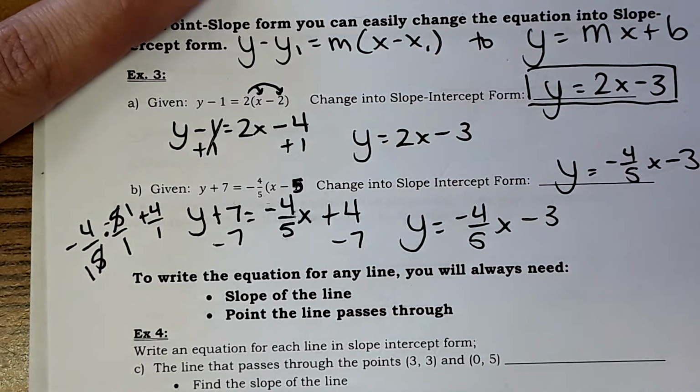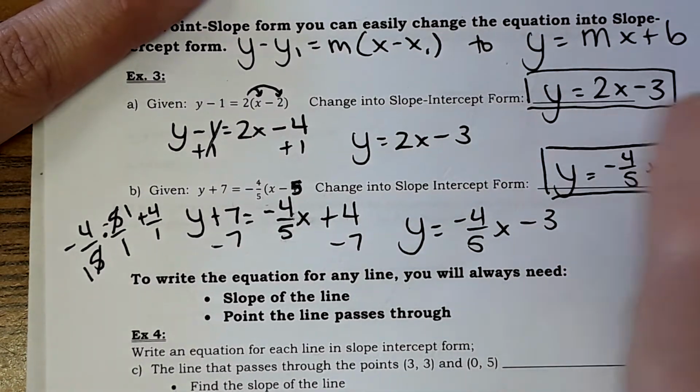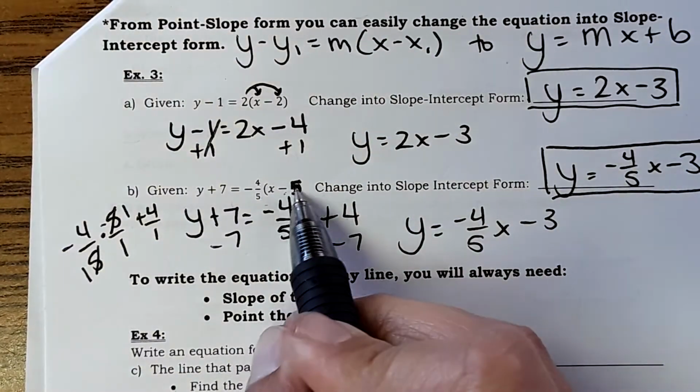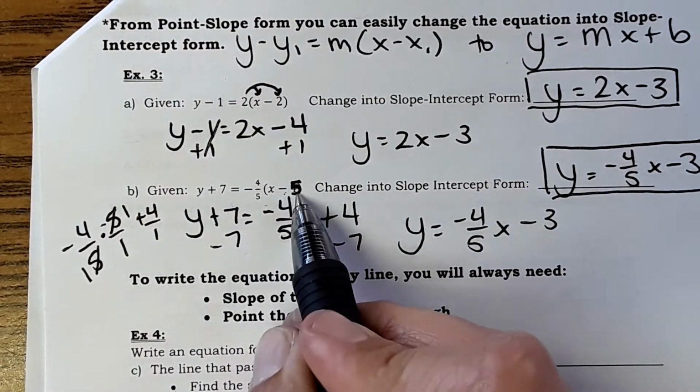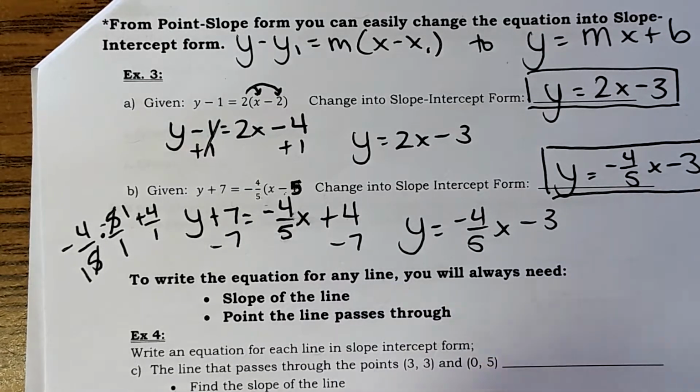Why did you get the 4 to be positive? Because we had x minus 5 here, we're doing -4/5 times -5. Oh. And so it made it positive, yeah.